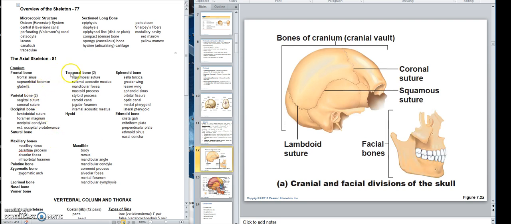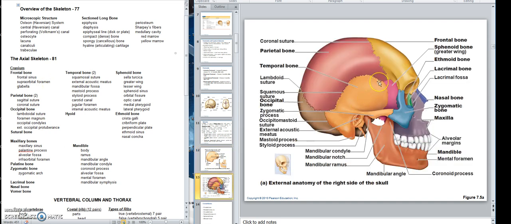Okay, let's go to temporal bones. Let's keep moving here. All right, the temporal bones are obviously in your temple. Here's the temporal bone right there. All right, let's look at it. The squamosal suture is this suture right here, separating the temporal bone from the parietal bone right there.